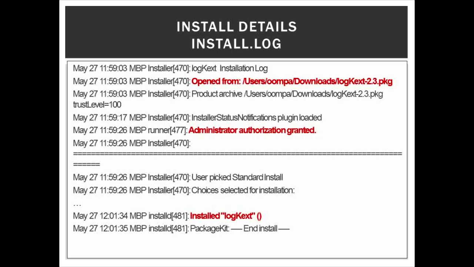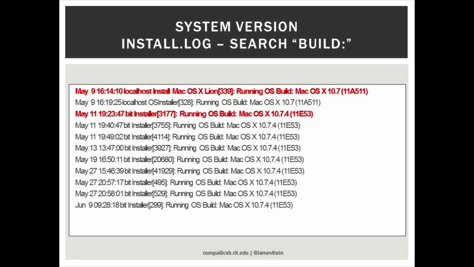Again, going back to the install log, we can see when the package was installed, where it was installed from, so the downloads directory. Did the administrator have to input their credentials to install it? Yes. And we can see that eventually it did get installed a minute or so later. For those interested, logkext is an open source keylogger for Mac OS X. Could be useful, just saying.